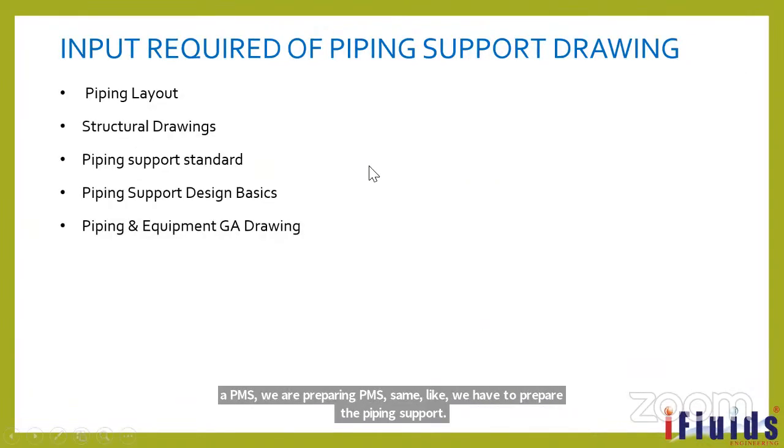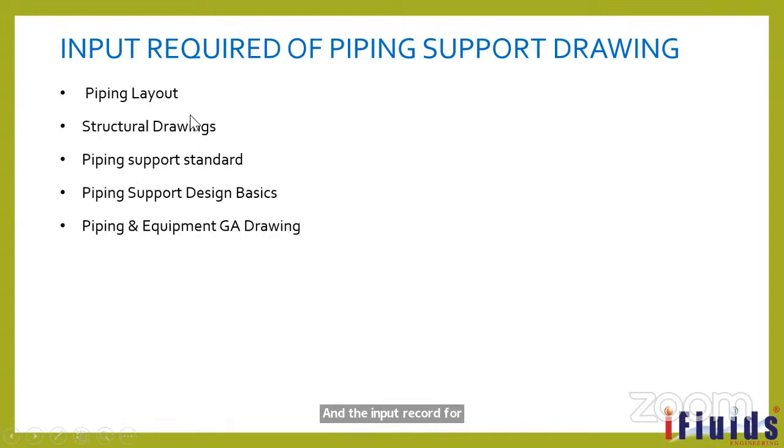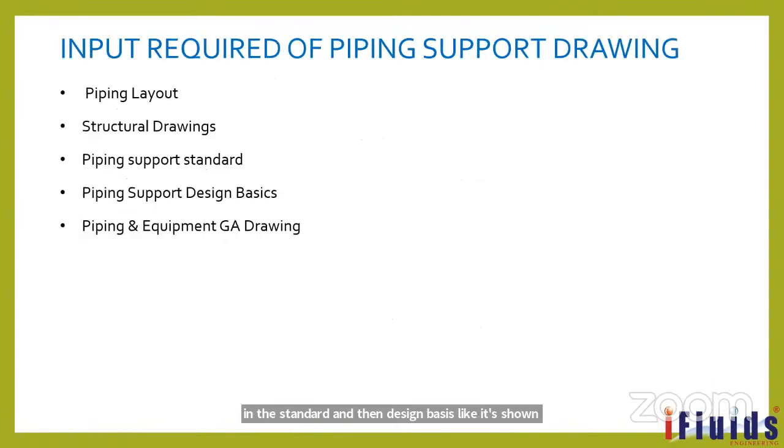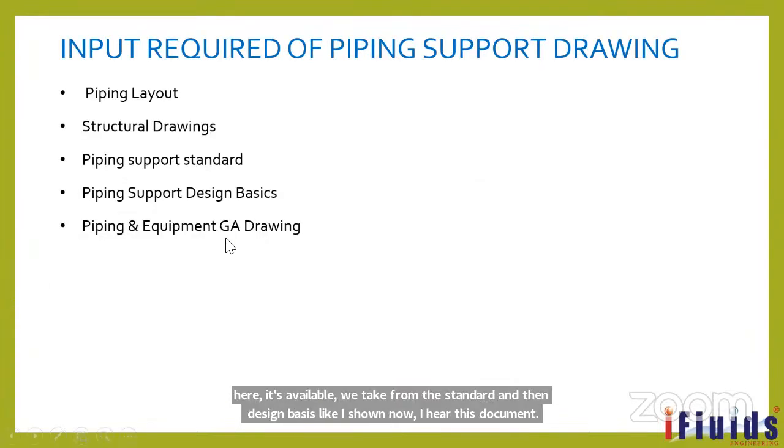And the inputs required for the piping support drawings: the piping layout is required, where we will show where the support is coming. Then structural drawings are required. Piping support standard, we will get from the standard, whatever standard is available, ASME standard, sorry, Shell standard. We take from the standard. Then the design basis, like the document I showed here. And then the piping and equipment GA drawing.